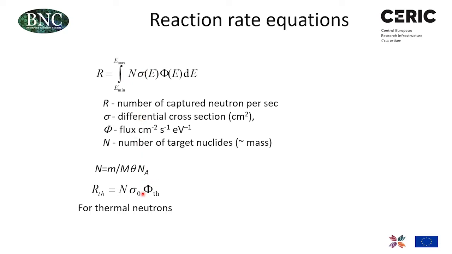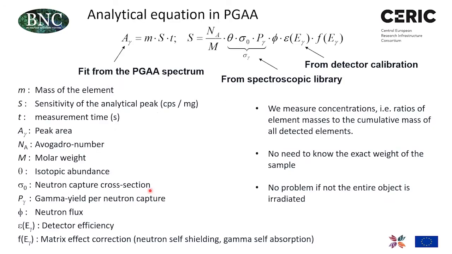So we created an artificial quantity called the thermal equivalent neutron flux, which is a hypothetical number of neutrons with a given velocity, 2,200 meters per second, that would give you the same reaction rate as this complicated equation. And as long as the 1/v law is valid, then we can use this simplified formula, which is much more practical. So our goal is to know the mass of the element in our sample.